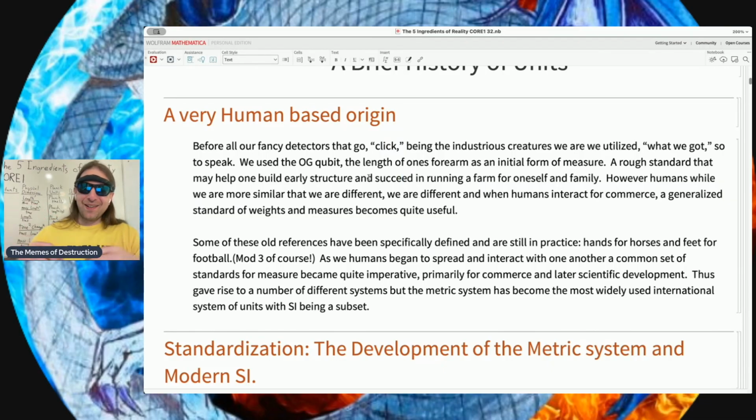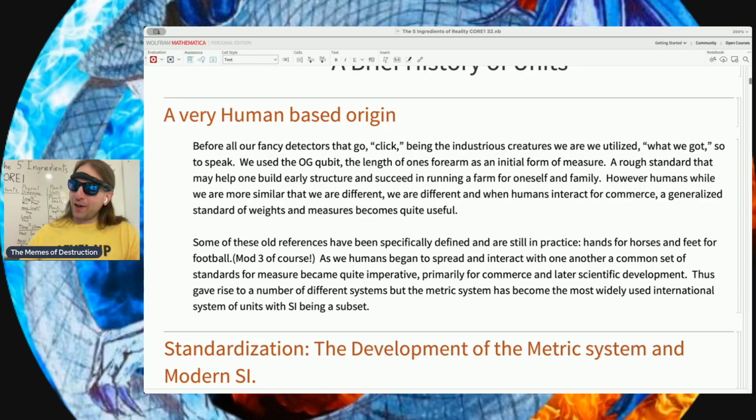before we had all our fancy detectors that go click and everything, we human beings were very industrious. So let's say you need to build something. You need a reference if you want things to be about the same. So originally, a unit of length, we used the cubit, which is basically the length of the forearm to your fingers. Because once you happen to be a grown adult, for the most part, it's probably not going to change much, or at least a noticeable amount.